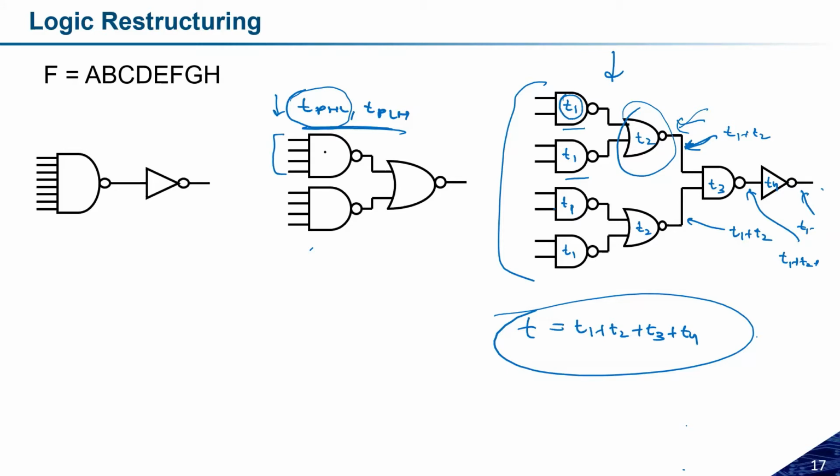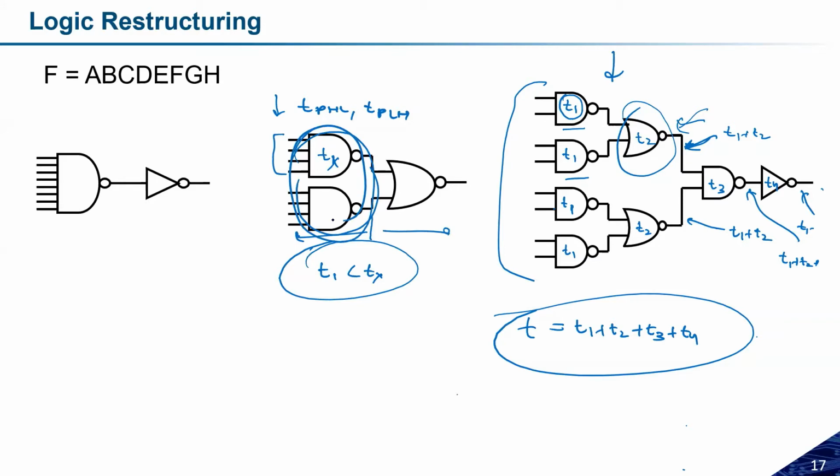If I keep on restructuring, this T1 might be less than the earlier one. Let us assume the delay of this one is TX and the delay of that one is T1. So T1 is less than TX. This is perfectly fine. But the problem is I might need more stages. Here I need 2 stages: one stage is this one and the second stage is this one. Let us assume the gate delay is TX for this stage and Ty for the other. So the total delay will be Tx plus Ty for the second circuit.